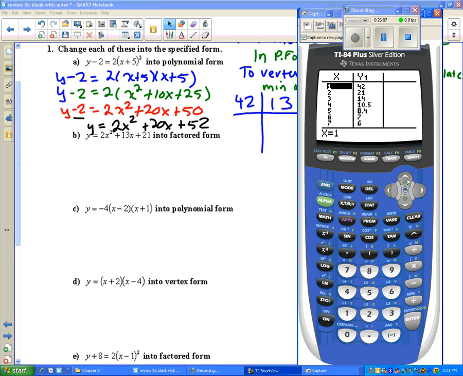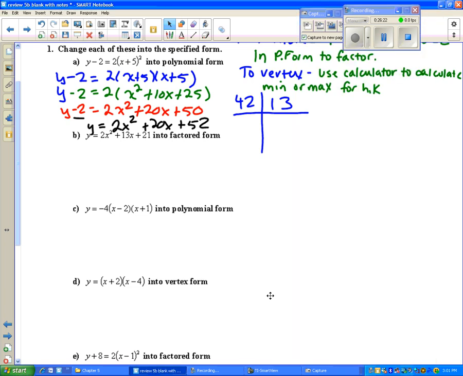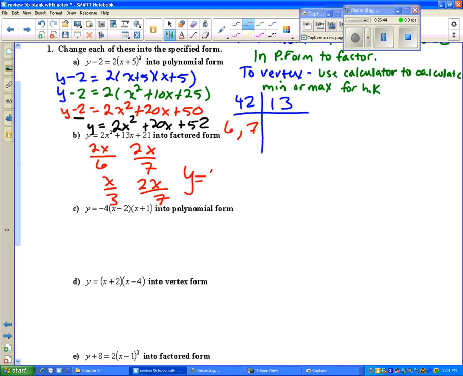So let's see, 1 and 42 will not give me 13. 2 and 21 can't give me 13. 3 and 14 can't give me 13. 4 and 10, that doesn't work. 6 and 7 will give me 13. So I'm going to have a positive 6 and a positive 7. This is the California method. So it's 2x over 6, 2x over 7. This first one reduces to x over 3. The second one doesn't reduce, 2x over 7. So my factors are x plus 3 times 2x plus 7.